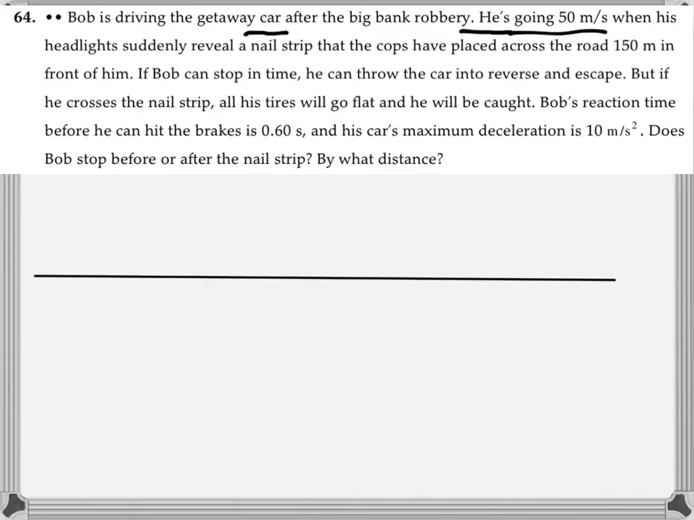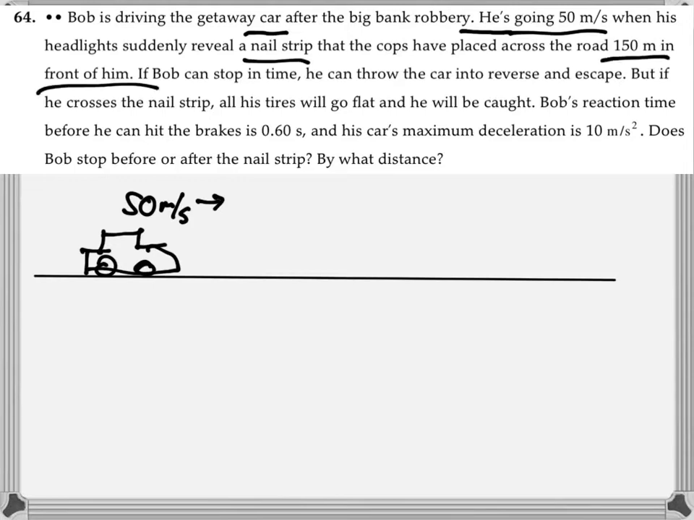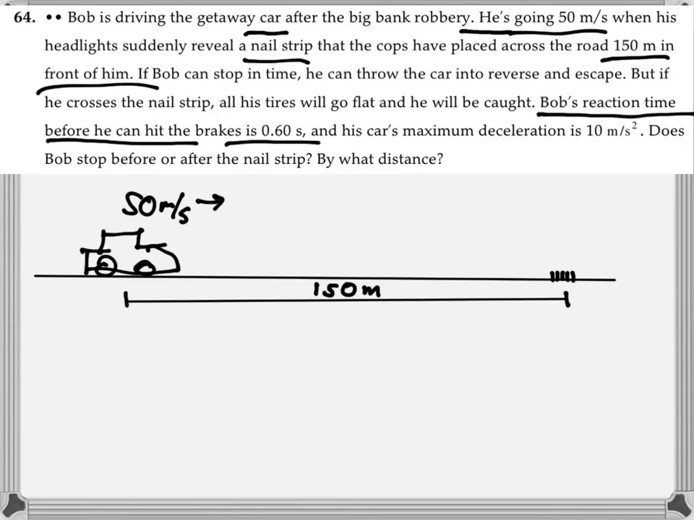When you're doing that, you should also be doing a sketch of the situation. It helps in basically all physics problems. So this is a road, that's Bob's car, and he's going at 50 meters per second. It says the headlights reveal a nail strip that is 150 meters in front of him. So I'm going to draw some nail looking thing, and I'm going to set up the distance to be 150 meters. If Bob stops on time, all right.